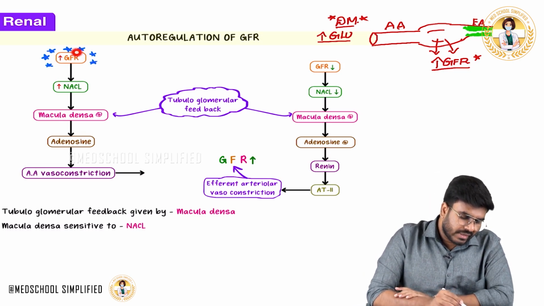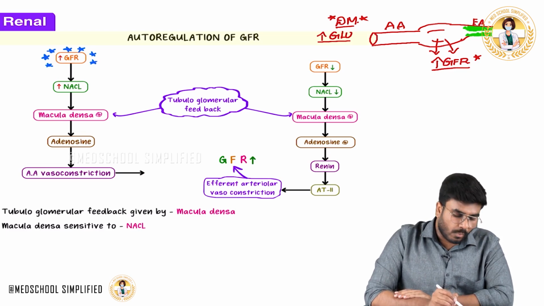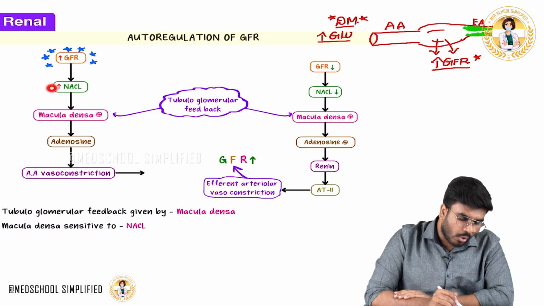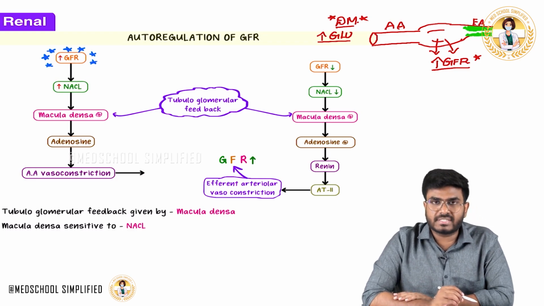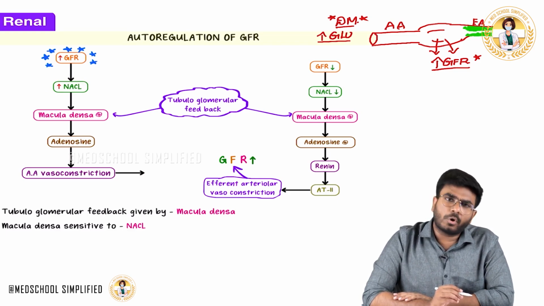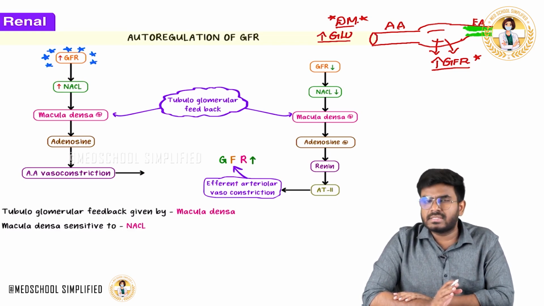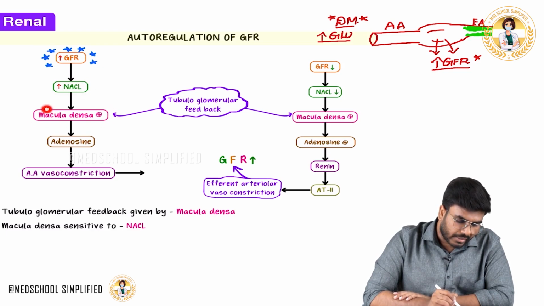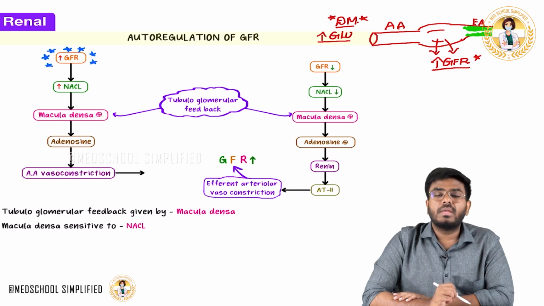How? If there is more filtration, more NaCl is getting filtered, right? Yes. The more the GFR, the more NaCl is filtered into the Bowman's capsule. That more NaCl will go into the proximal convoluted tubule. In the proximal convoluted tubule, yes, NaCl will be reabsorbed. But now, with more filtration, more NaCl is getting filtered. Now this NaCl is going to the macula densa. Now the macula densa will understand.